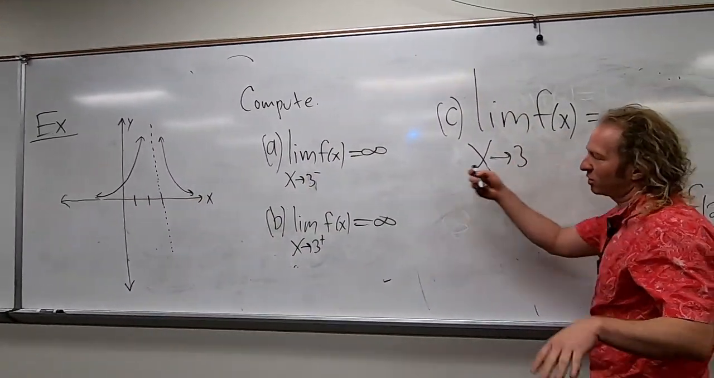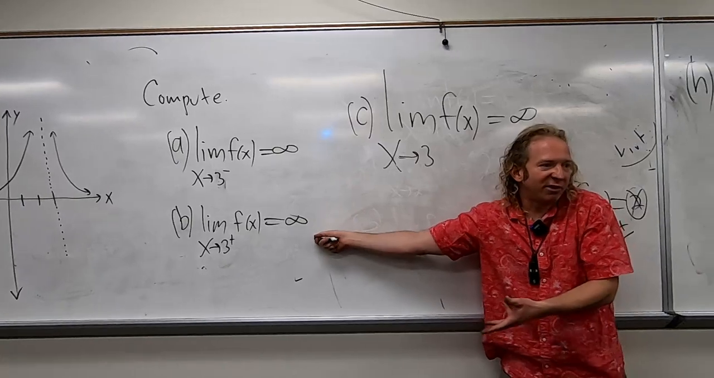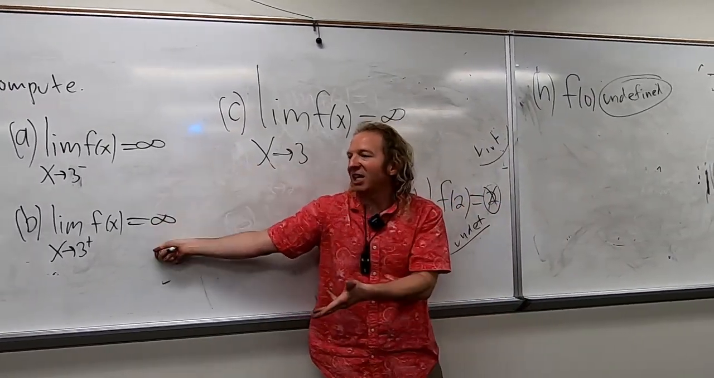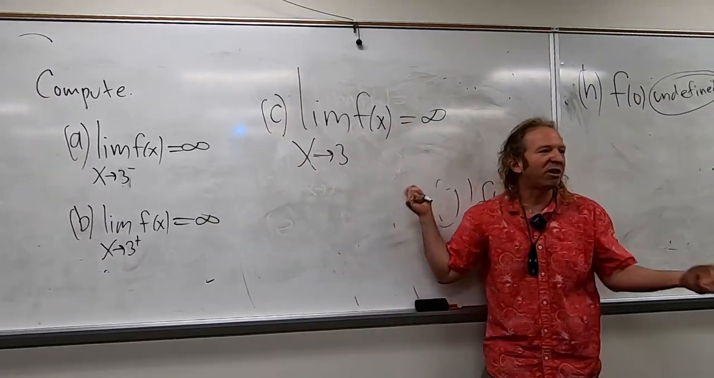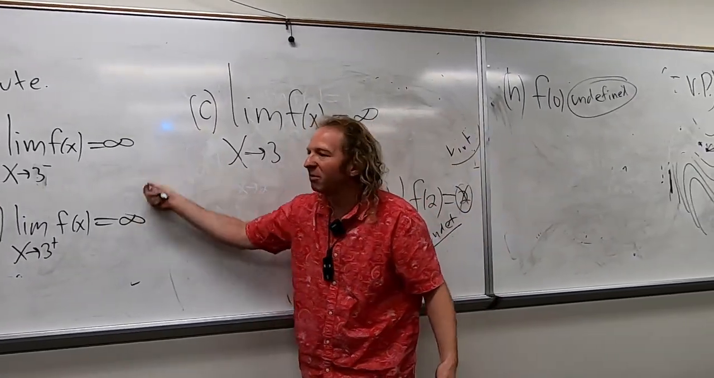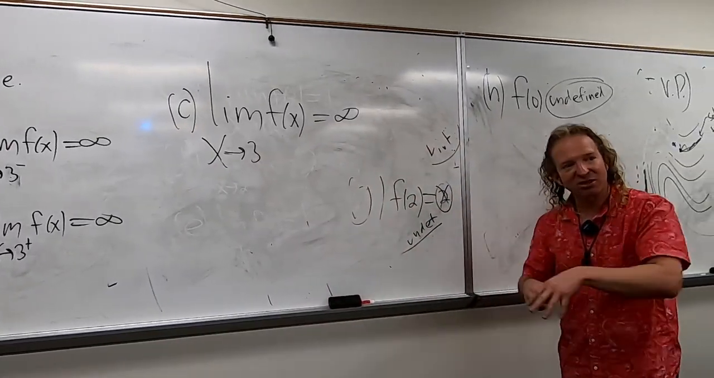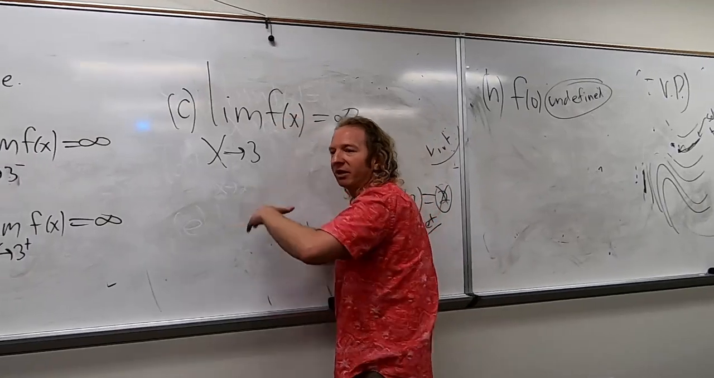Now, say this was infinity and this was negative infinity, then you would just put D and E, because you can't really put anything else. But whenever they're the same, you just put the same answer. Again, in this case, it doesn't mean the limit exists, it just means that the function gets really, really big.